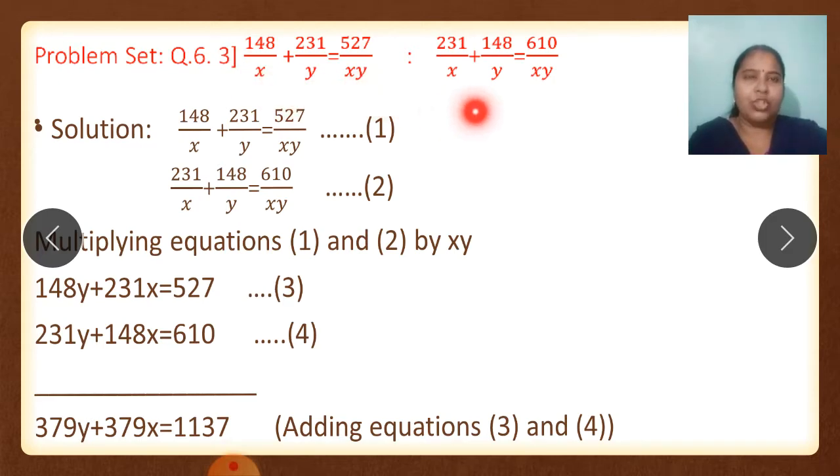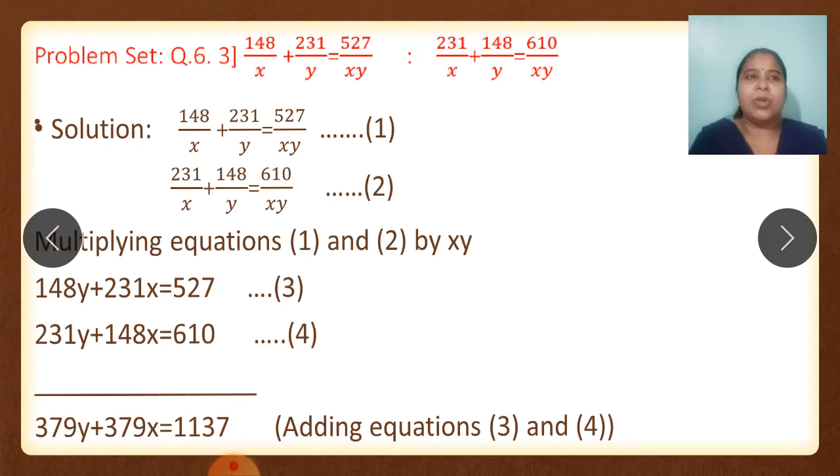Okay, the question is 148x plus 231y is equal to 527 upon xy, and 231x plus 148 upon y is equal to 610 upon xy. Now the very first thing that you should recognize on your own is, see these coefficients, these numbers: 148 here and 148 here, 231 here and 231 here. These cross terms are identical.